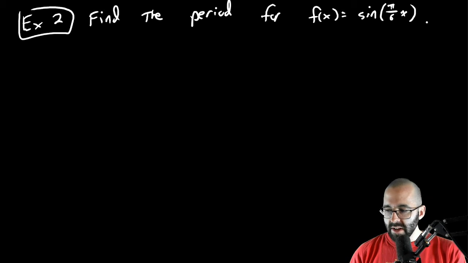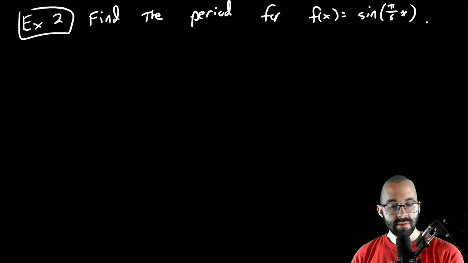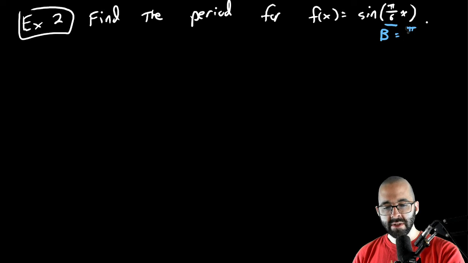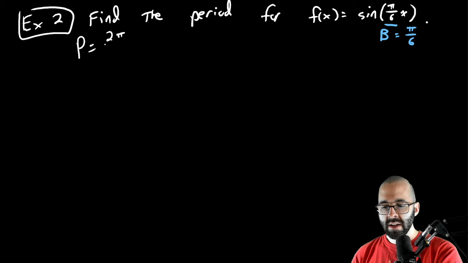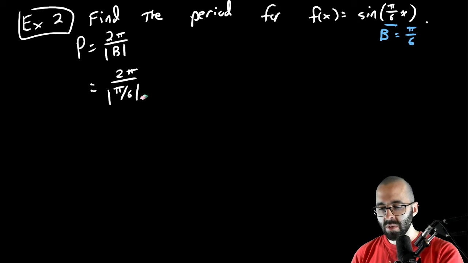So we could graph this and find it graphically, or let's find it analytically. Our b value, right? B is pi over 6. So if we know the period is always 2 pi divided by the absolute value of b, that's going to be 2 pi divided by the absolute value of pi over 6. Pi over 6 is positive. We don't need these absolute values because it's already positive.